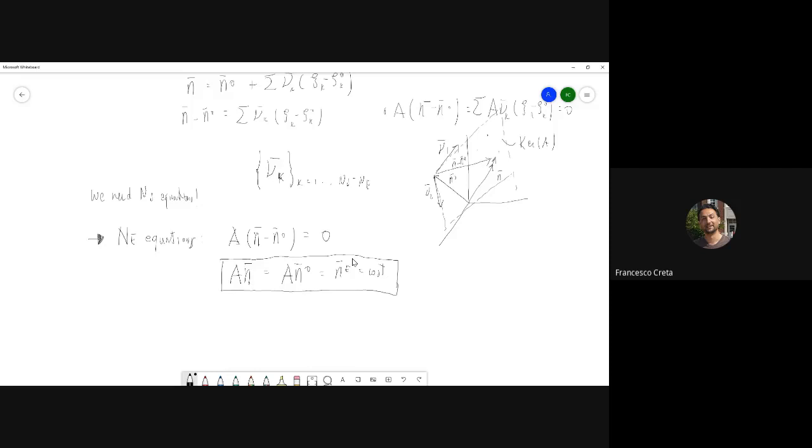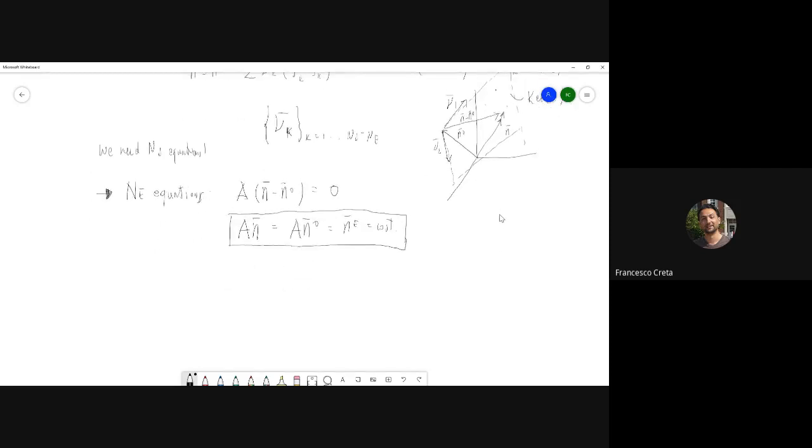So that's nice because essentially we are not guaranteed, okay, if we enforce those Ne equations, that the number of atoms is always conserved. Obviously, so we're lying on this plane here. Now, obviously, this is not enough, as I said, because we also need the remaining equations.